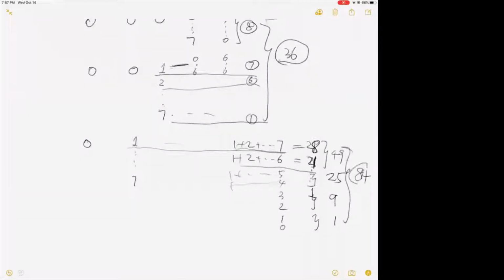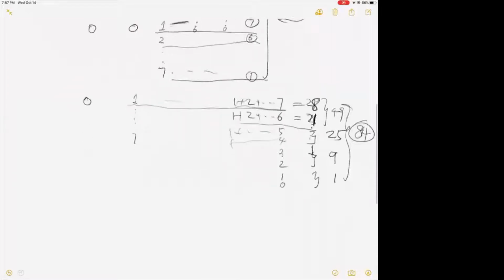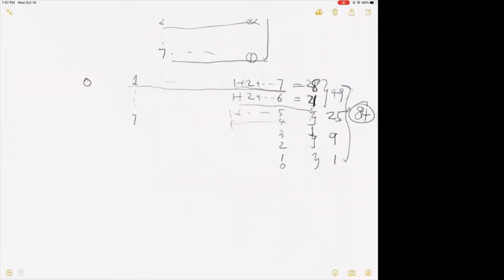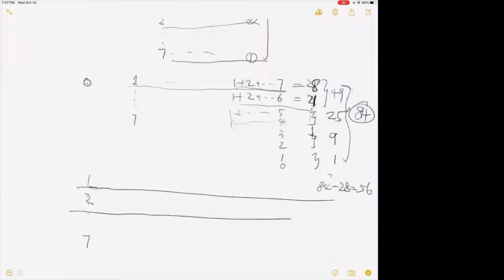So then you just start changing H. So you make H go from 1 to 7. First you have 84, which is like over there, 84 was for 0. And then you have 84 minus 28, since H is 1, which is 56. And then for 2, you got 56 minus 21, which is 45. And then for 3, it's 45 minus 15, which is 30.